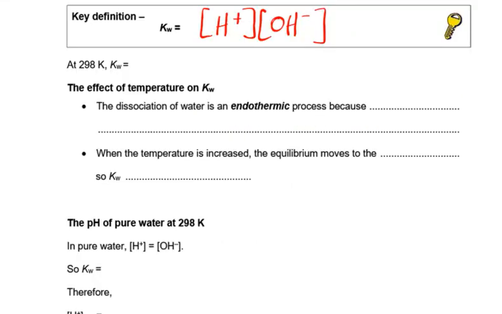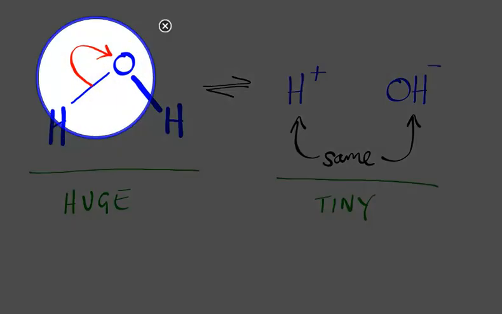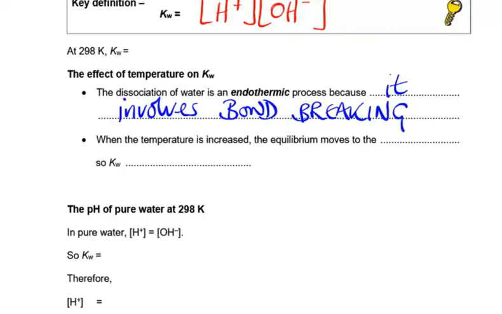The dissociation of water is an endothermic process. Why is that? Well, remember what was happening when water dissociated, so it was a bond breaking process. So bond breaking requires us to put some energy in. And when we increase the temperature, equilibrium will move to the right hand side, so Kw will increase.